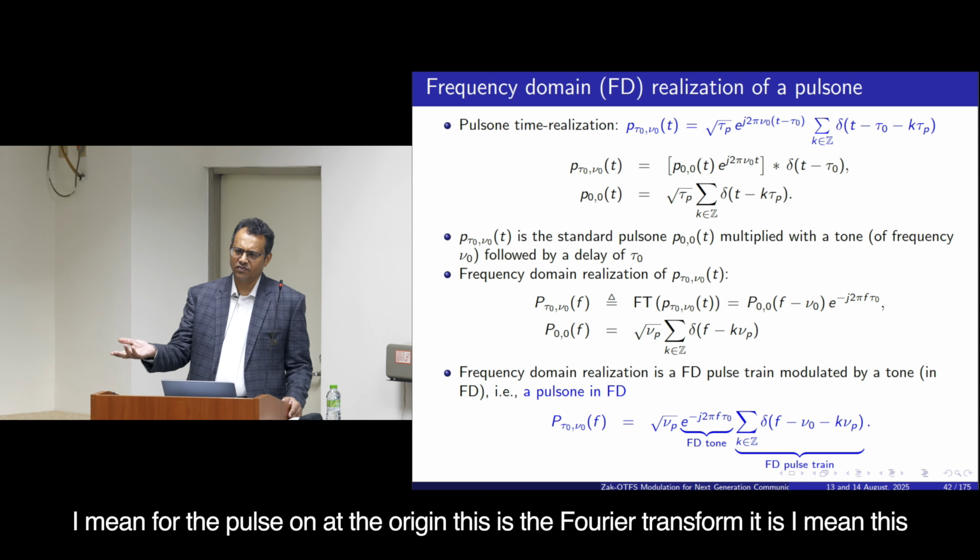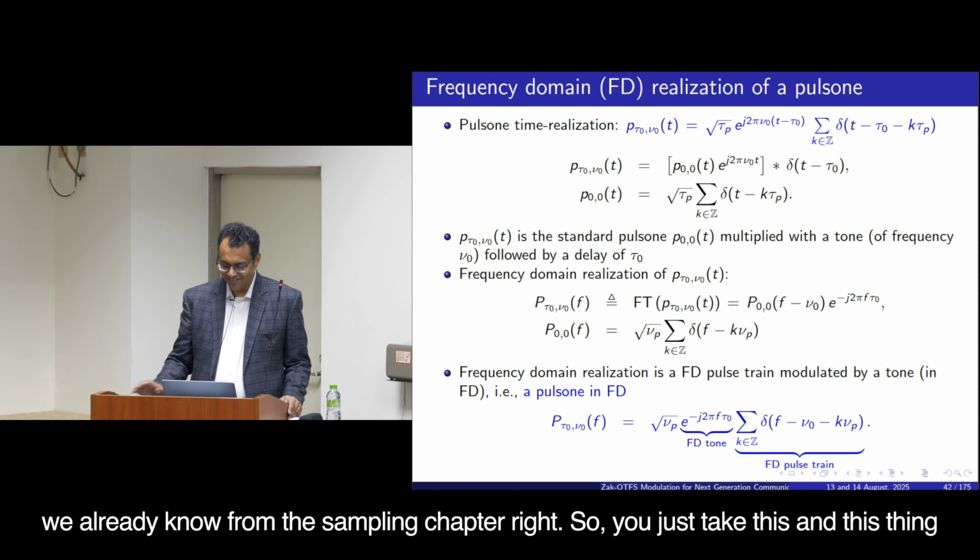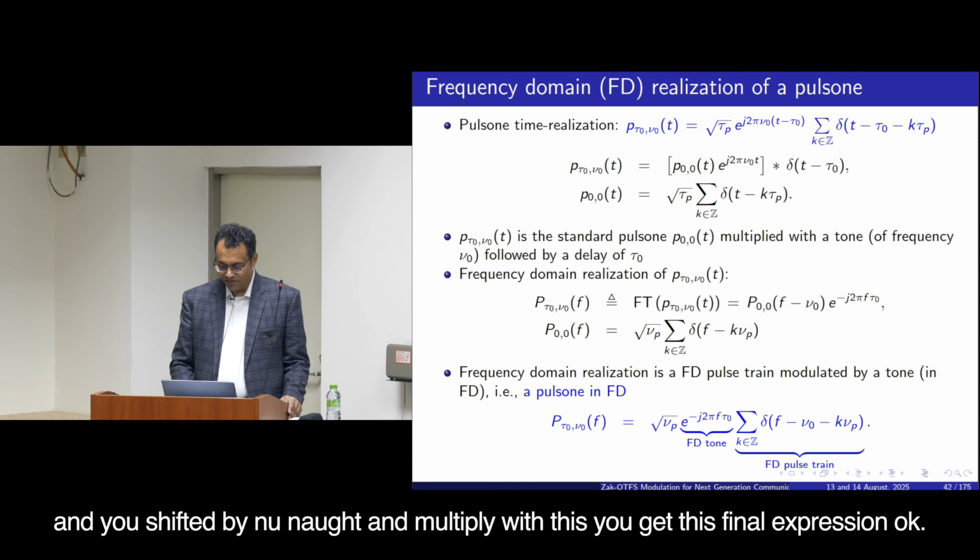I mean, we already know this from the sampling chapter, right? So you just take this thing and shift it by nu naught and multiply with this, and you get this final expression. Okay.